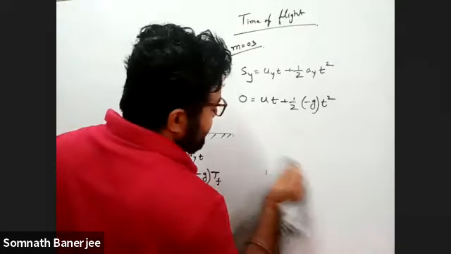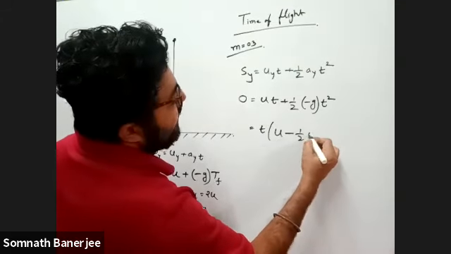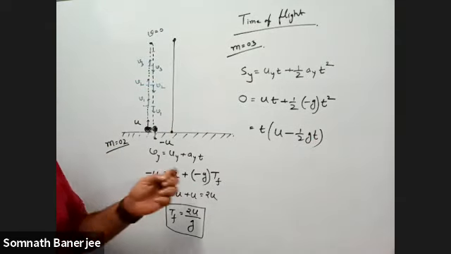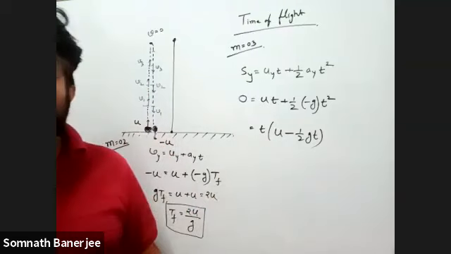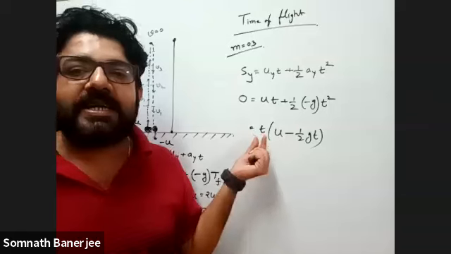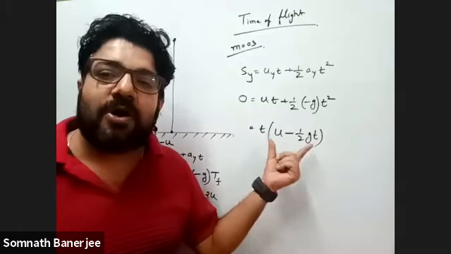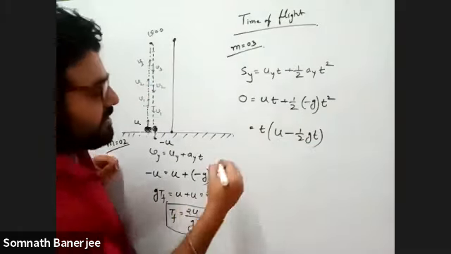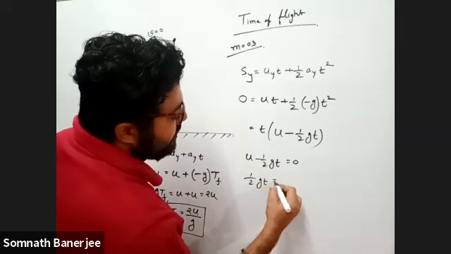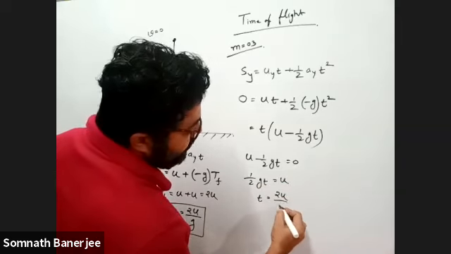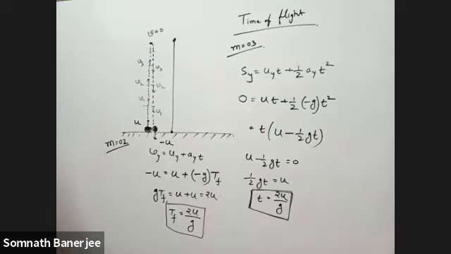After this we can try this one. So what happens if we take t common, t into u minus half g t equals 0. अब देखो दोनों का multiplication is 0. टाइम कभी भी 0 नहीं हो सकता है. तो 0 कौन हो सकता है? सिर्फ और सिर्फ यही हो सकता है. So we can write u minus half g t equals 0, half g t equals u, t equals 2u by g. So this one is our formula, t equals 2u by g.